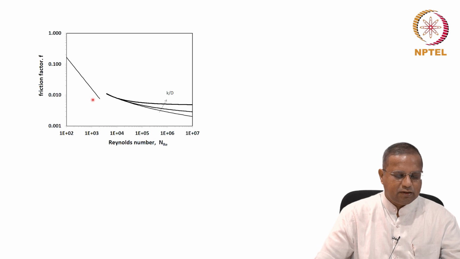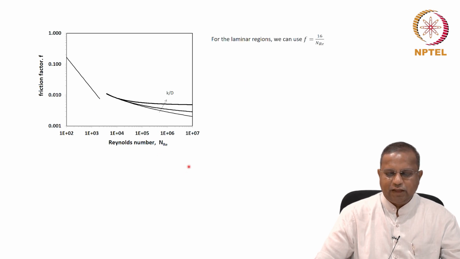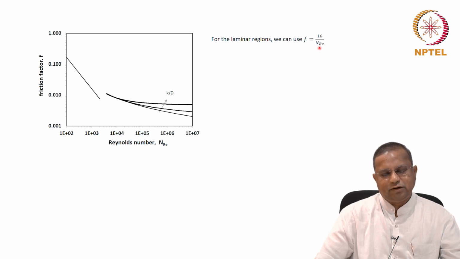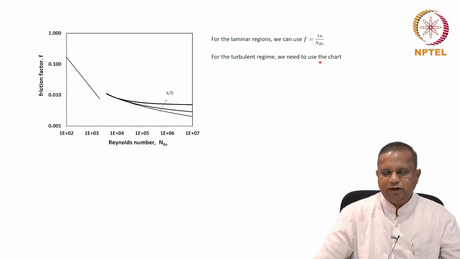In the laminar flow, you have this relationship between the friction factor and the Reynolds number. That relationship is 16 by NRE. So you could use friction factor of 16 by NRE and directly get the friction factor if you know the Reynolds number. For the turbulent regime, we definitely need to use the chart. We don't have this nice relationship. You could also use a chart here. This chart is the same as 16 by NRE, so no problem there.